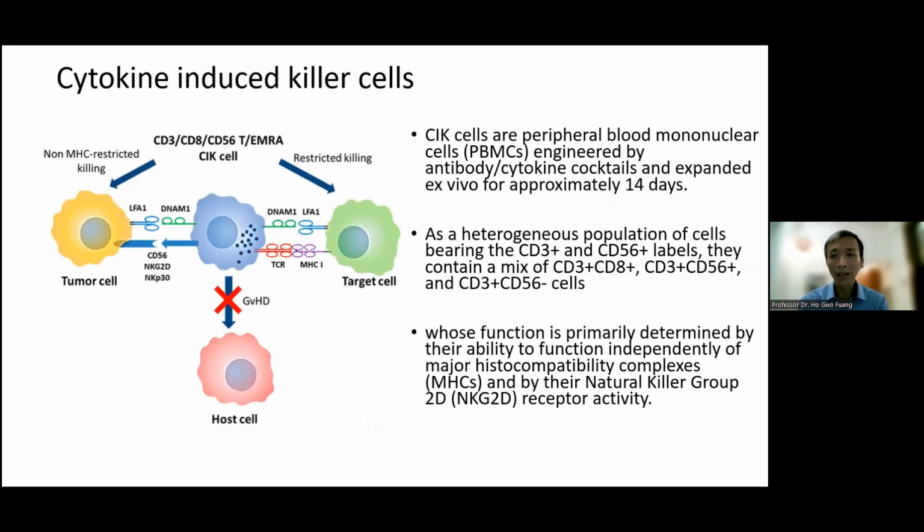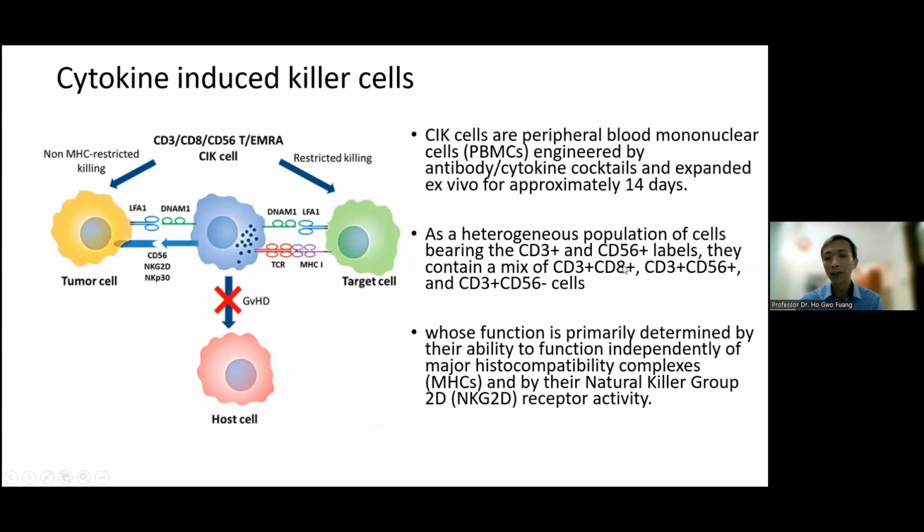Cytokine-induced killer cells are a mixed batch of peripheral blood mononuclear cells. They are engineered by an antibody-cytokine cocktail and expanded ex vivo for approximately 14 days. So it is a heterogeneous group of cells. Their characteristics are CD3, which is a T cell receptor, and CD56, which is the NK cell receptor.